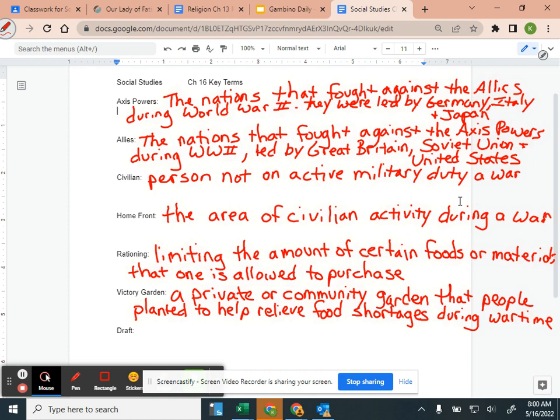That's very interesting. Our last key term is the draft. A draft is when you select and require people to serve in the military.